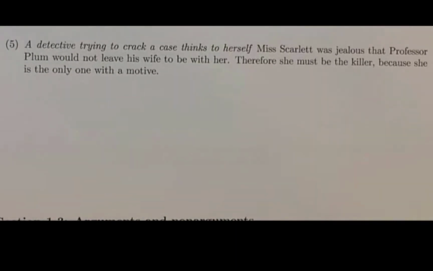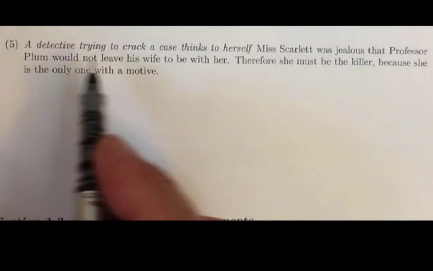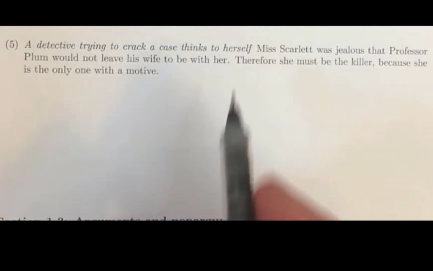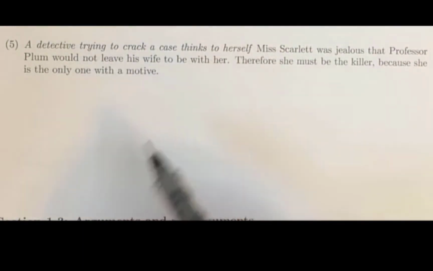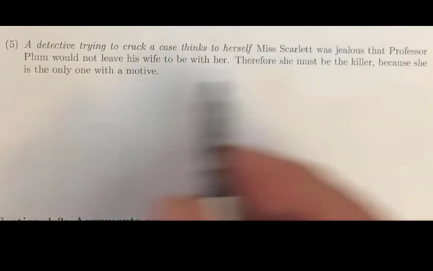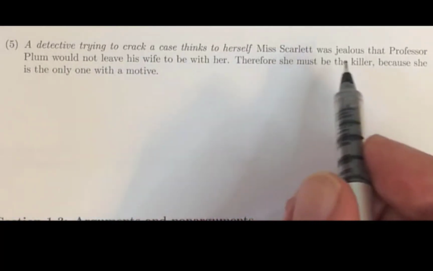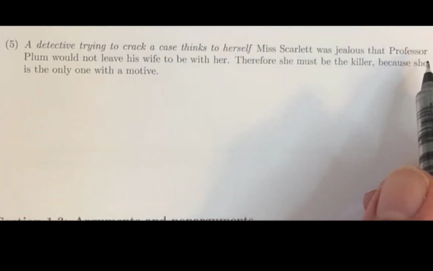Okay, I'm going to skip ahead to the last exercise in this set just to give you a sense of the different places that a conclusion can occur in an English passage. So here, a detective is trying to crack a case, and they think to themselves. This is a case of internal reasoning. It's also another example from Clue. Right? Miss Scarlet was jealous that Professor Plum would not leave his wife for her. Therefore, she must be the killer because.